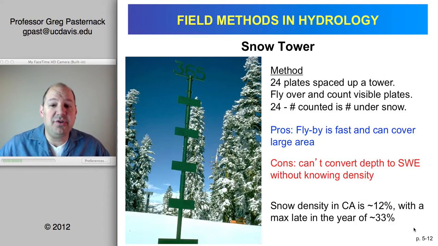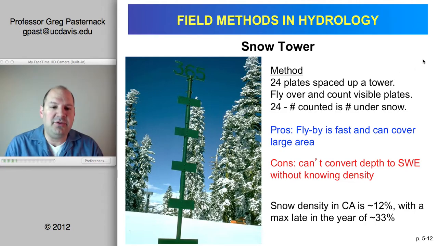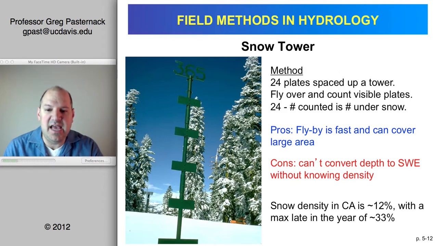Another technology for measuring snowpack is called a snow tower. So with a snow tower, you have these metal plates. There's 24 plates spaced up the tower in equal distances, and these can be distributed in a mountainous region, and then one can fly over in an airplane, and in this case you count the visible plates downward. You know there's 24, so in this case you see 1, 2, 3, 4, 5, let's say. So you know that there's 19 that are under the snow, and so you can know how thick the snow is.